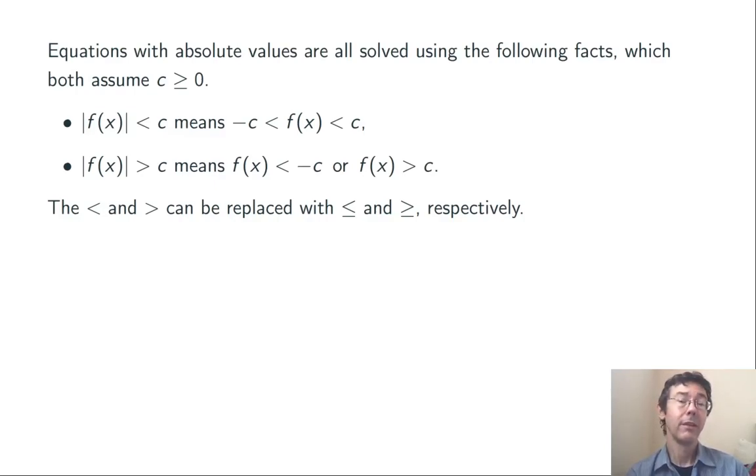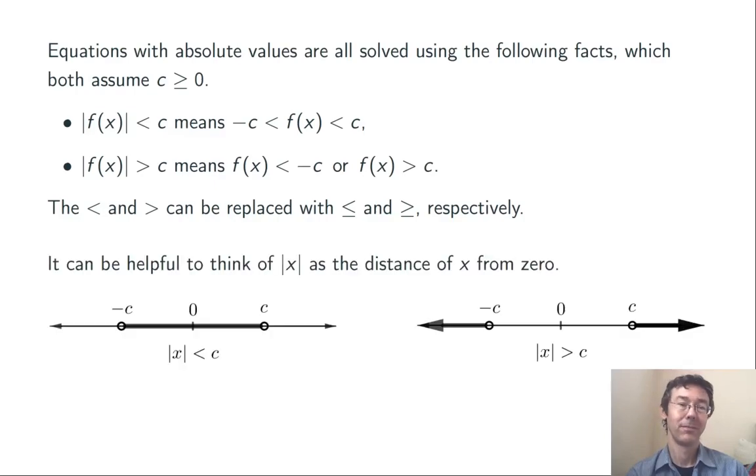Secondly, if you have the absolute value of a function greater than c, then either that function is greater than c or it's less than negative c. We can replace less than with less than or equal here, and we can replace the greater than with greater than or equal, and the facts are still true.